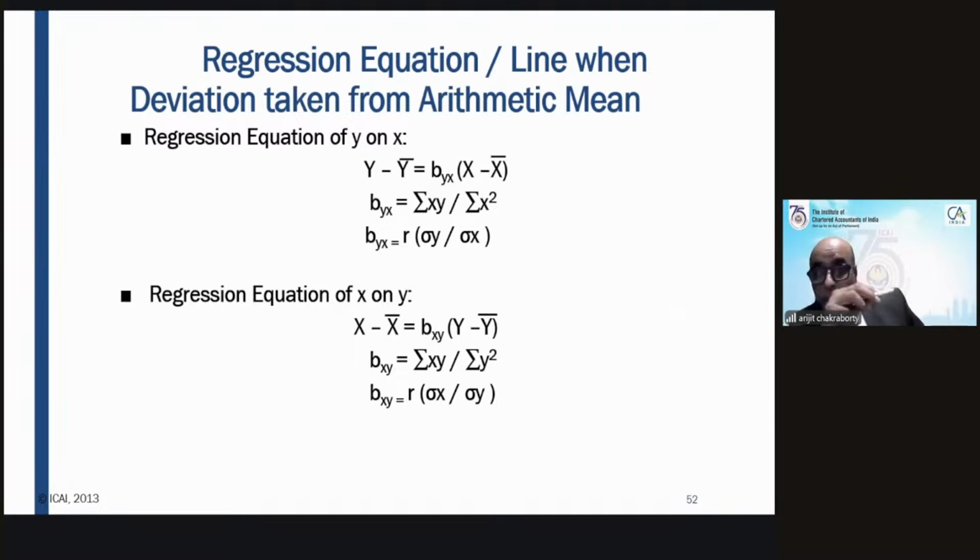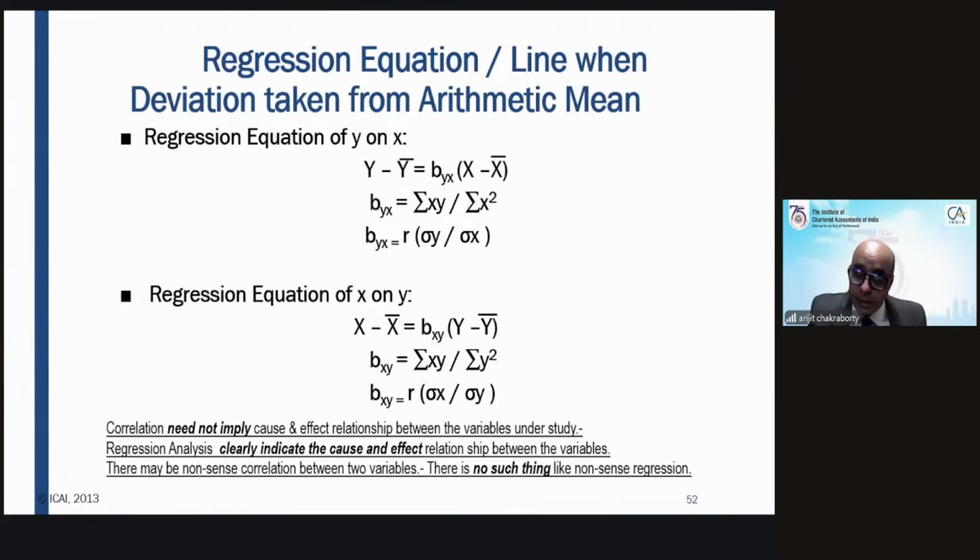If we look at the regression equation, the value of b will become byx, that means regression equation of y on x. This is nothing but correlation coefficient r multiplied by sigma y by sigma x. And if we do x on y, regression equation of x on y, it will just get reversed, correlation coefficient r into sigma x by sigma y. The derivation of the formula, I think it is not part of our curriculum, but please remember these two formulas. Sometimes you have to remember several formulas and apply them in exam scenarios.